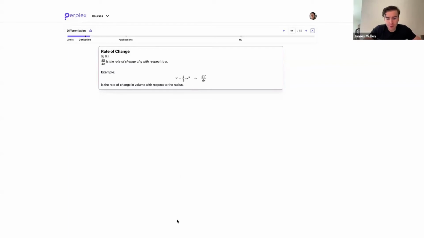So if I had, for example, a sphere whose volume was given by 4 over 3 pi r cubed, that's any sphere, then if I took the derivative of the volume with respect to r, I would write dV by dr, that's the notation for the derivative. That gives me the rate of change in the volume with respect to the radius.